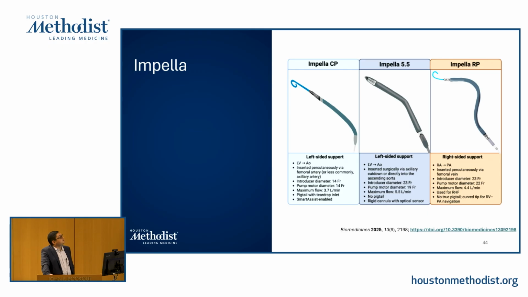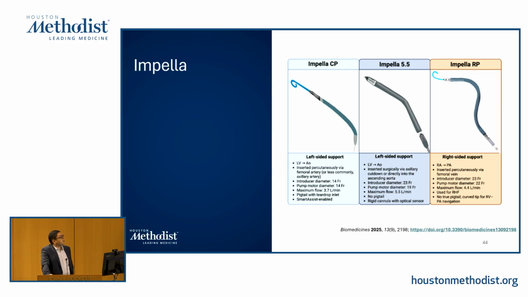These are the main types of the Impella that are available on the market right now. You have the Impella CP, which we talked about. It gives you up to 3 liters. It can be placed percutaneously. This is the device that the cath lab is going to use. So if you have an Impella coming out of the cath lab, they're probably going to have a CP.